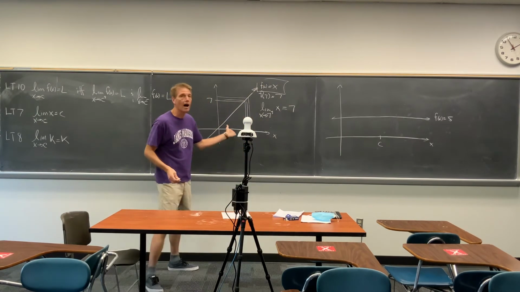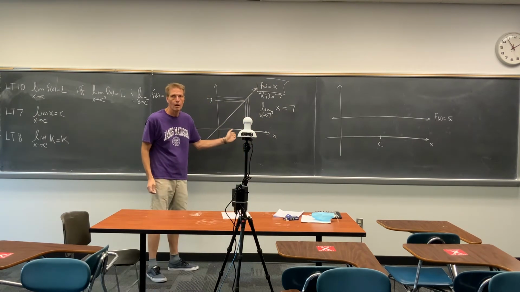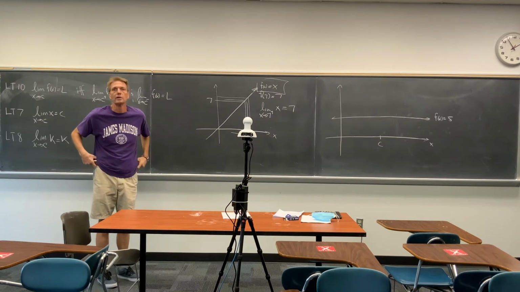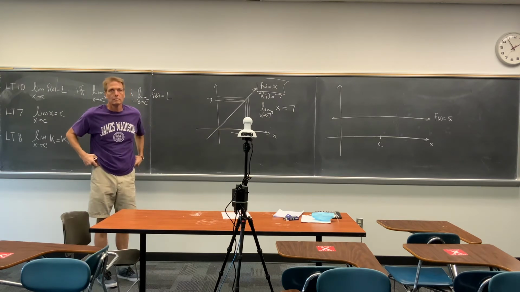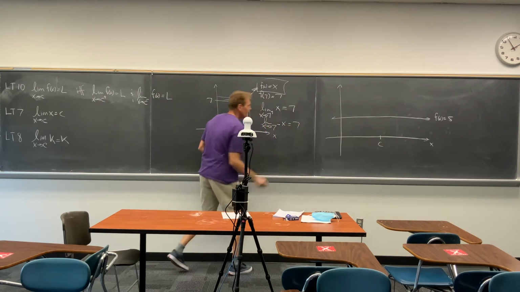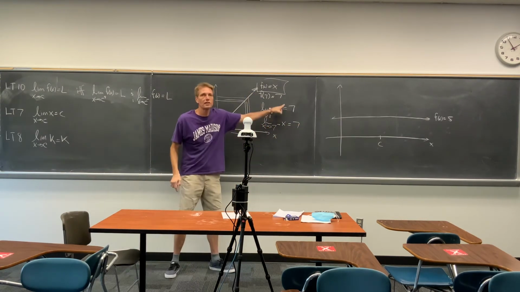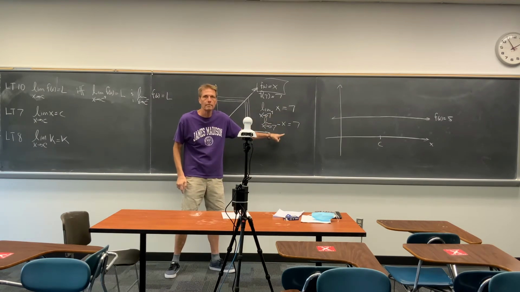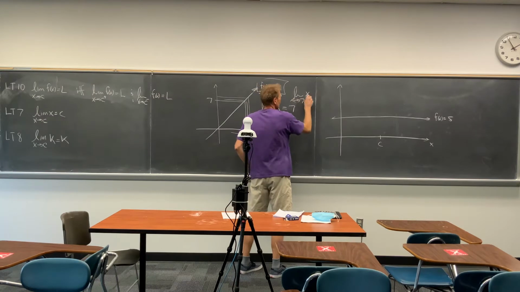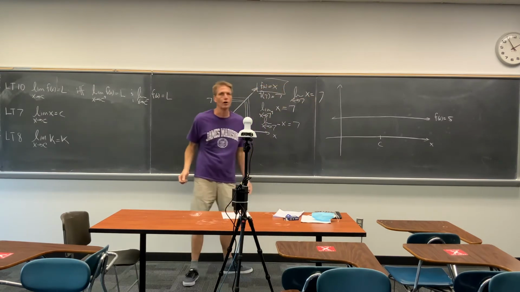Now what if you come from the left? What do you think is going to happen as you come in from that side, graphically? It also goes to 7. Are these 2 numbers the same? So then the actual limit as x approaches 7 of x is 7 also.